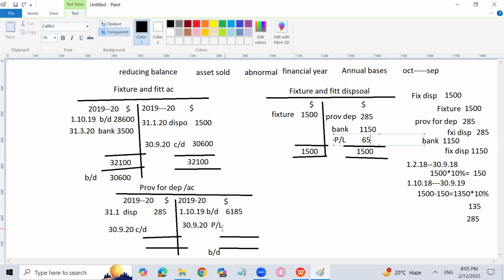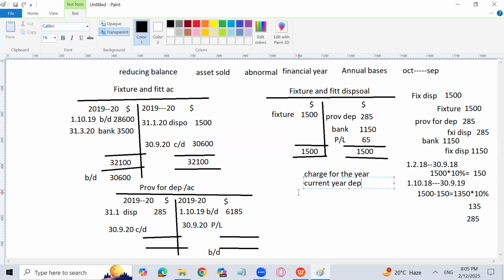And now we just need to calculate the charge for the year to find the carried down, because we have already written all the entries and we have posted all the accounts also. This is a separate working actually. The disposal working is separate, and this is the working of charge for the year, or you can say current year depreciation.